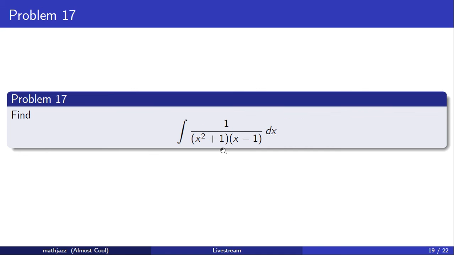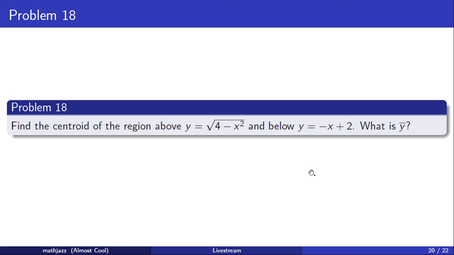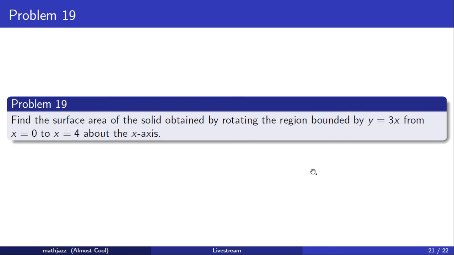Let's see. We showed you 16, 17, 18 was the centroid question. 19, I think this is the last one that I teched up. Find the surface area of the solid obtained by rotating the region bounded by y equals 3x from x equals 0 to x equals 4 about the x-axis. So we did do a rotational surface area question already. I think we did that one around the y-axis.